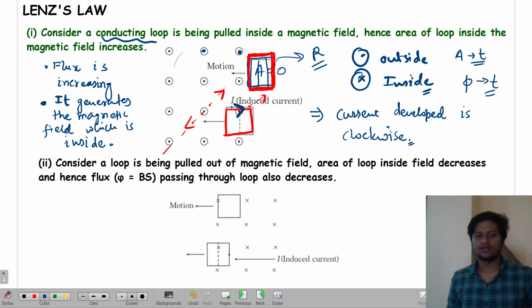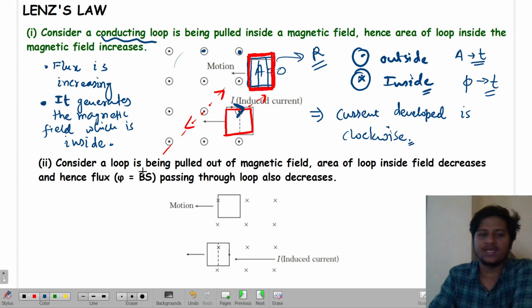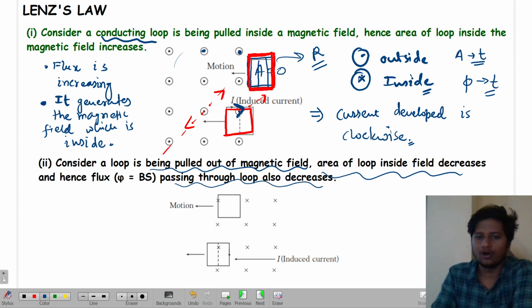Okay. Hey guys, now look over here. Second case. Do the question. See the second case. Second case is what is happening. Now loop is getting pulled out of the magnetic field. Area of loop inside the field decreases and the flux passing through it also decreases.